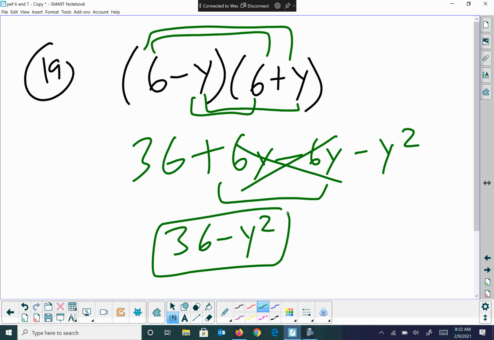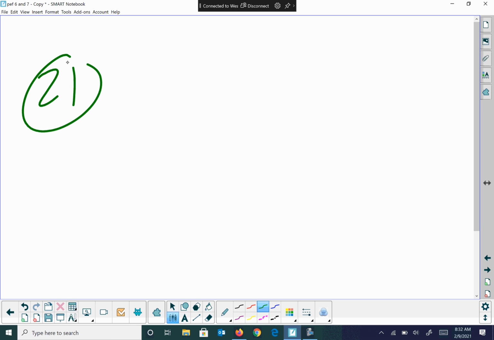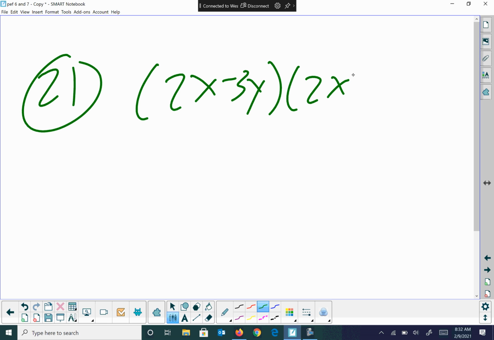Okay? So that's just one that kind of came to mind that might stumble you a smidge. Not because there's anything wrong. It's just like, it looks different. And then I want to make sure 21 you feel comfortable with. That's the 2x minus 3y and the 2x plus 3y.